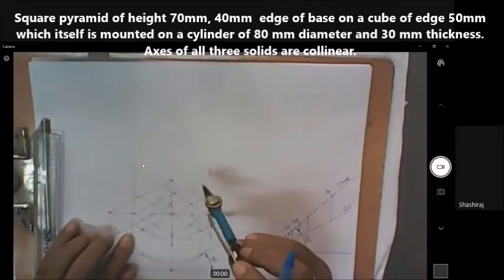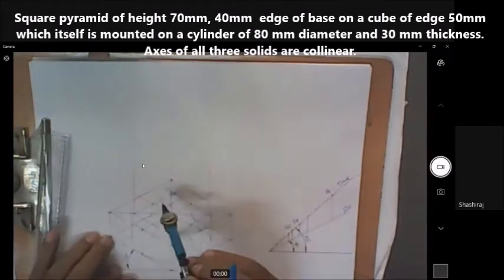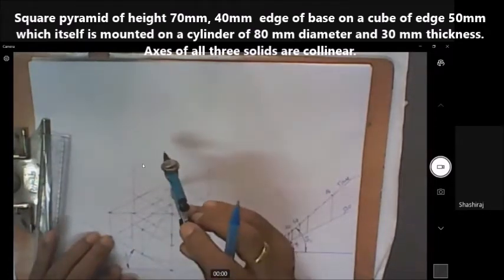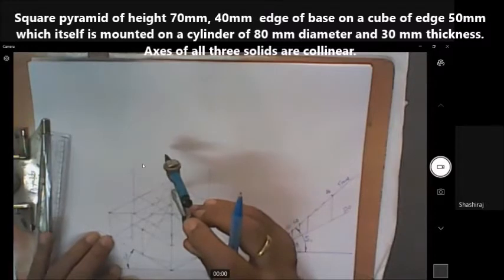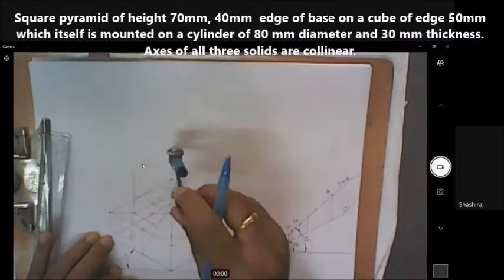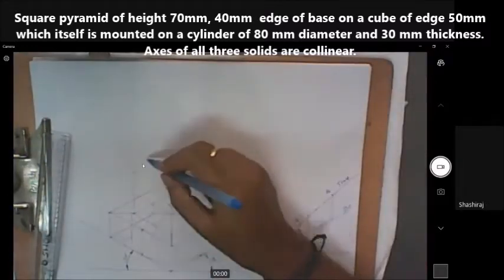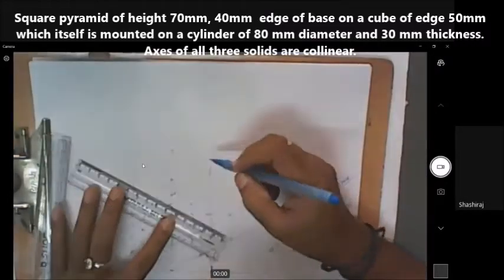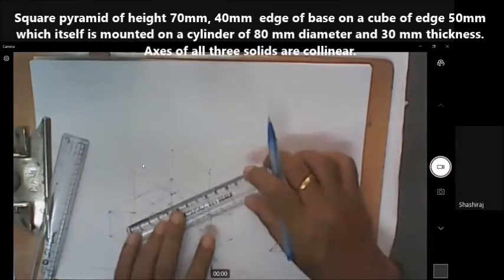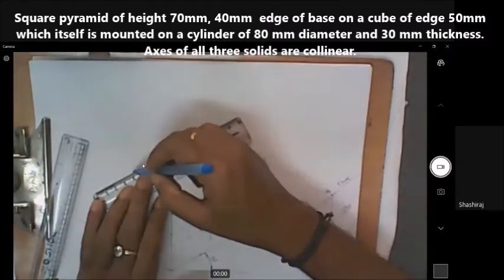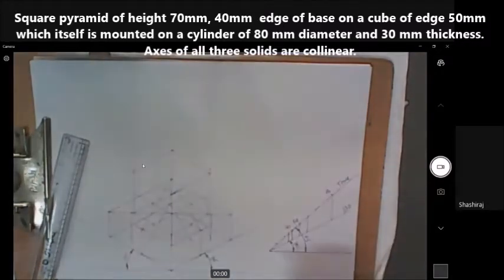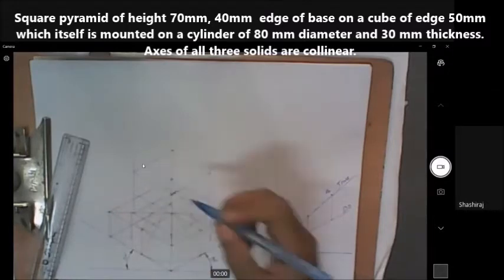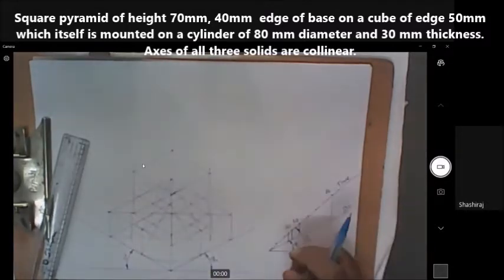1, 2, 3, and 4. If I join those 4 points now, that is the top face of the cube. One second, line. So I got the top face of the cube. Second solid also we have completed.